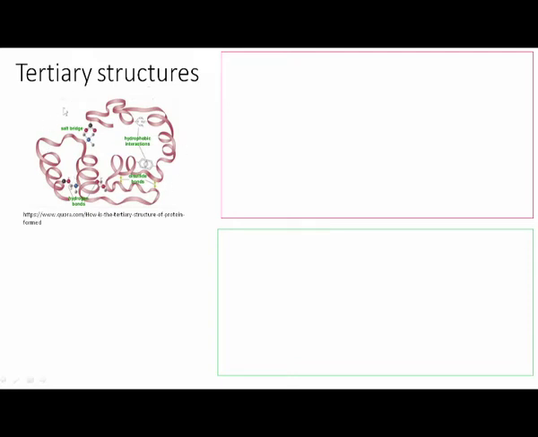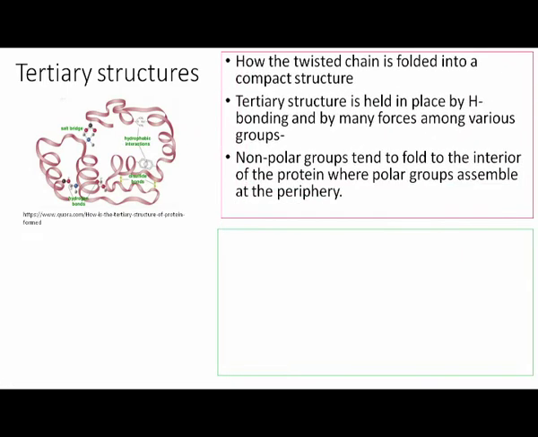So, that is the secondary structure. Now the tertiary structure. So, what is tertiary structure? Tertiary structure is how the twisted chain is folded into a compact structure. Tertiary structure is held in place again by hydrogen bonds and many forces like the hydrophobic forces, disulfide bonds, hydrogen bonds, ionic bonds or the salt bridges and so on.